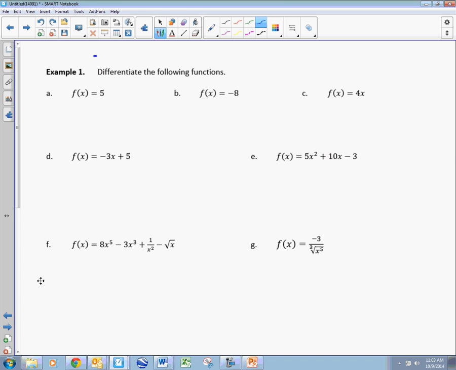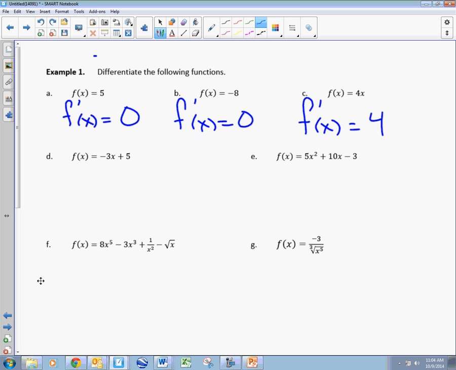Let us find the derivatives. The derivative of 5 is 0. The derivative of -8, 0. The derivative of 4x. The derivative of -3x plus 5. I first take the derivative of -3x, which is -3. Then I take the derivative of 5, which is 0.